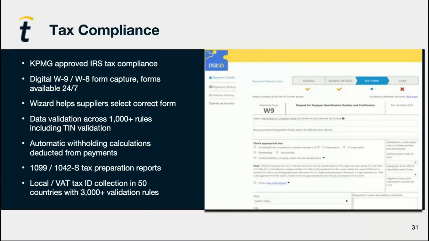Just a quick caveat before I move on, it's important to note that we don't provide tax advice or do tax filing, although we have partners who do the tax filing for you. And any tax-related information that I'm covering today should not be construed as tax or legal advice or investment advice as such.